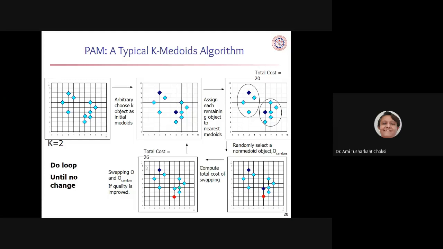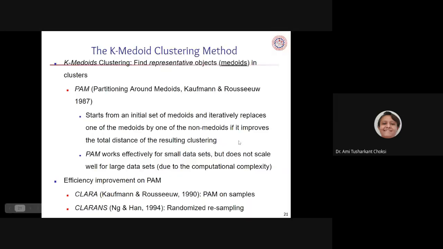If the cost of that swapping is less, then only we will consider that swapping. Fine. So, and do this until no change is being found, right? So that was from the figure. Now, what do we say?